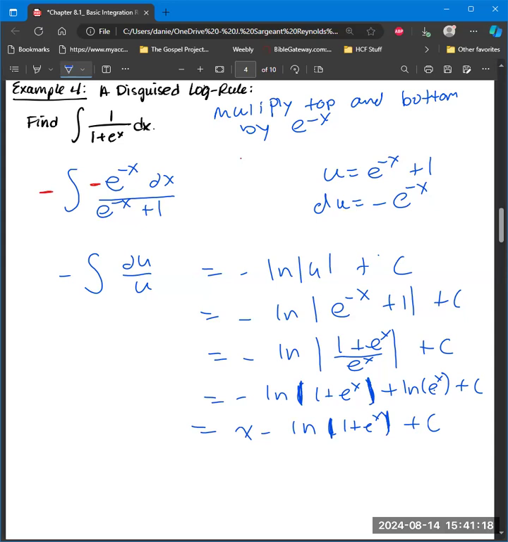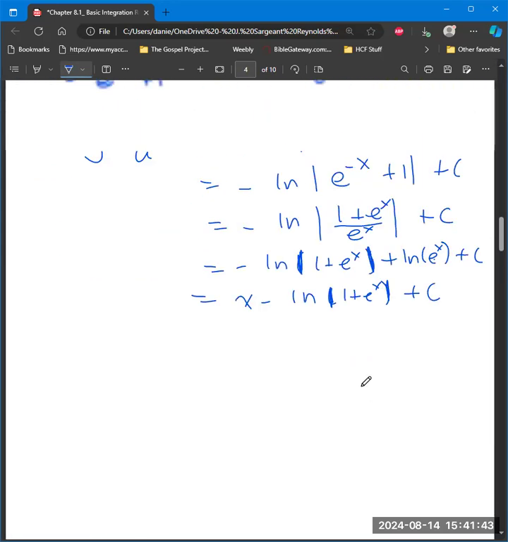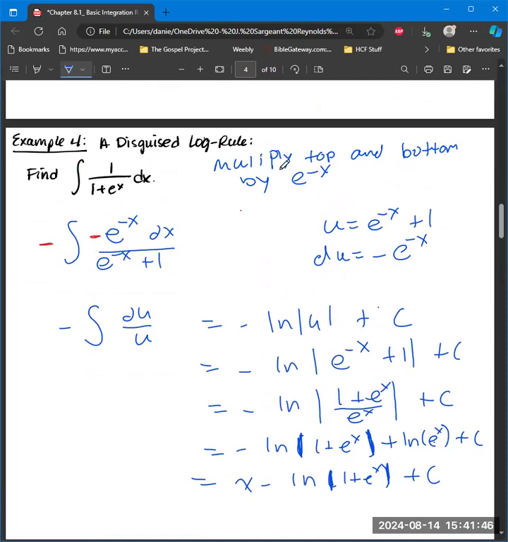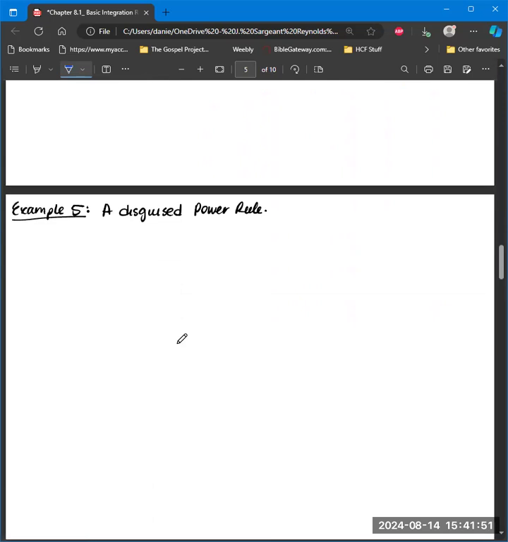If we had done division, we could have come to the same conclusion there. Let's see, what else could we have done? Could have added and subtracted e to the x in the numerator and split it up. There's all kinds of fun ways we could have worked that one. I like the integration factor technique here. That's the one that you're going to use a lot of times in differential equations.